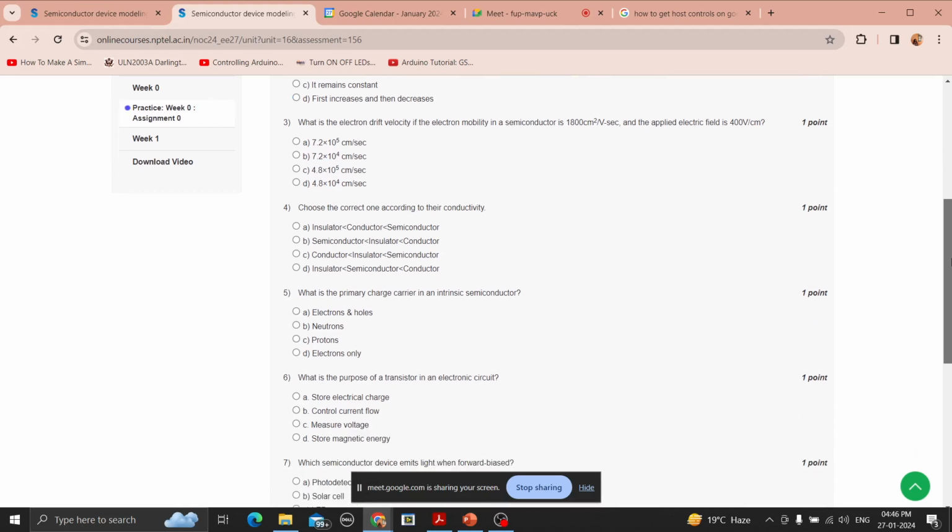What is the electron drift velocity if electron mobility in a semiconductor is 1800 centimeter square per volt second and the applied electric field is 400 volt per centimeter? 7.2 into 10 to the power 5 centimeter per second. Okay, how do you calculate the drift velocity? What is the formula for drift velocity? Mu dot E. So mobility and applied electric field. Yeah. Okay.